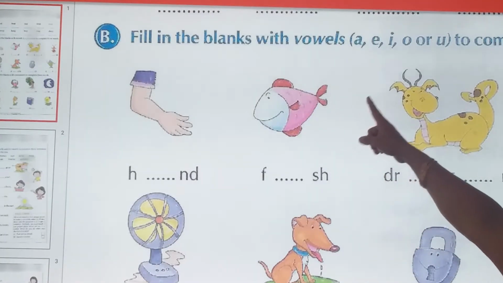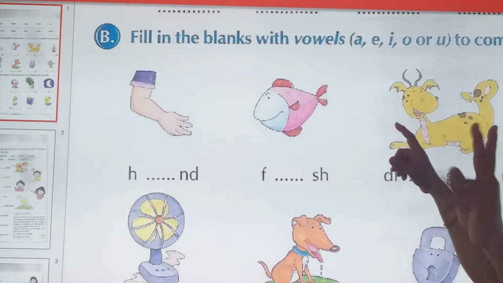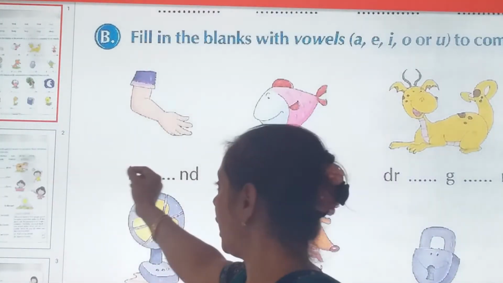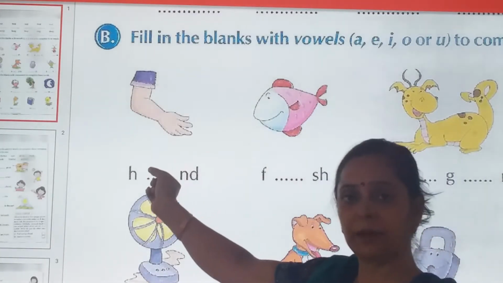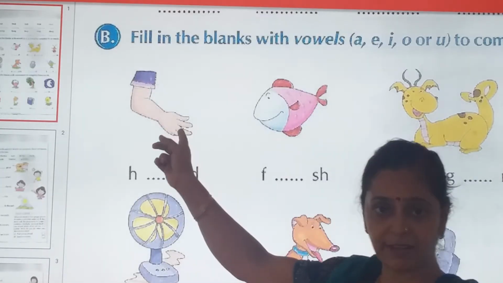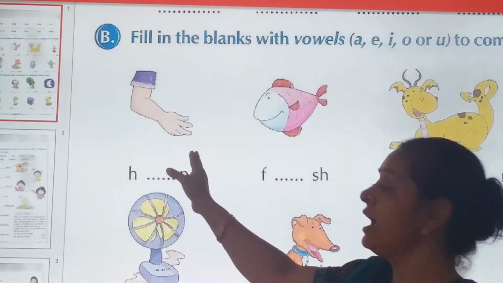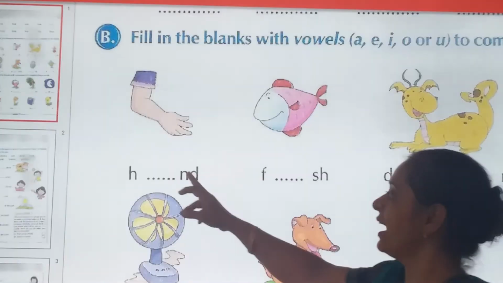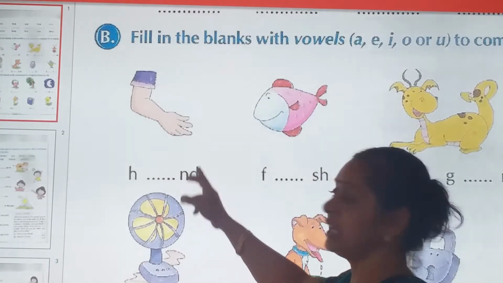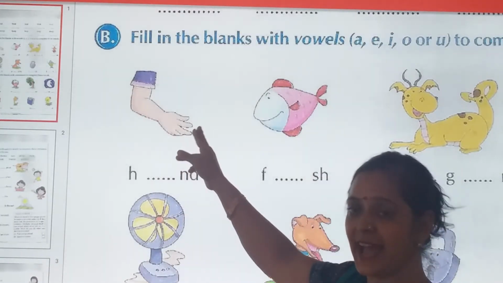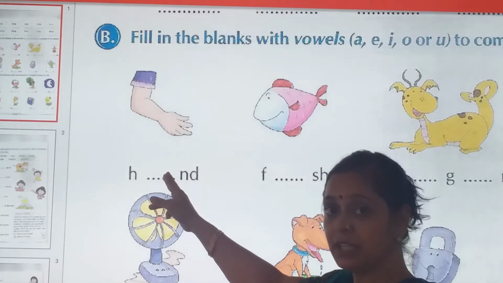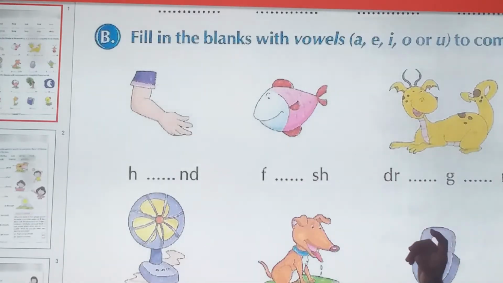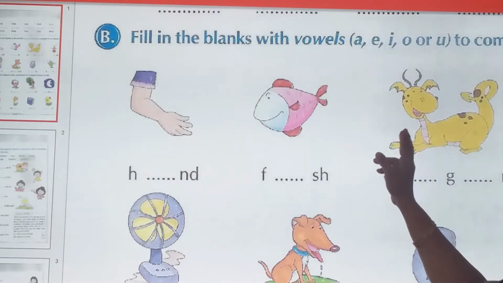Fill in the blanks with vowels A, E, I, O, U to complete these words. So you have to fill the blank to complete the words. See, recognize, identify the picture and then write the spelling. It will be more easy for you. H, dash and D. ये किसका picture है बेटा? Hand. So what's missing over here? Yes, and it should be a vowel. Either A, E, I, O, U.